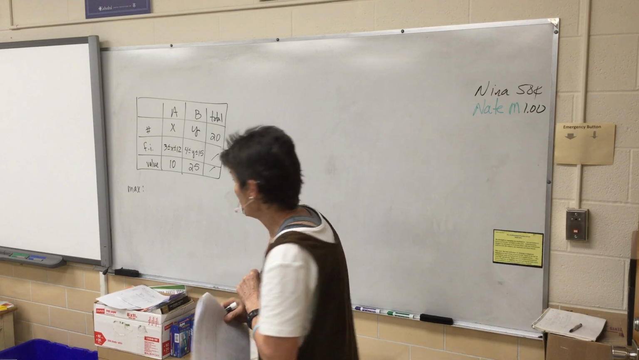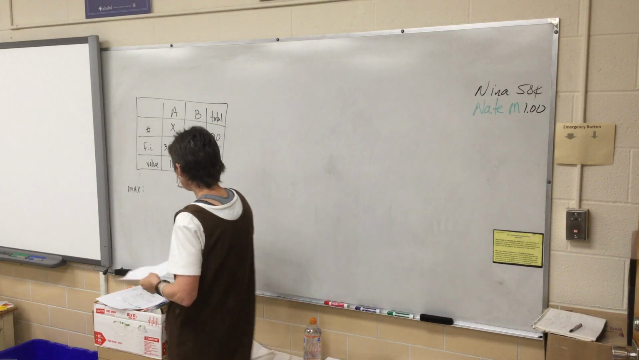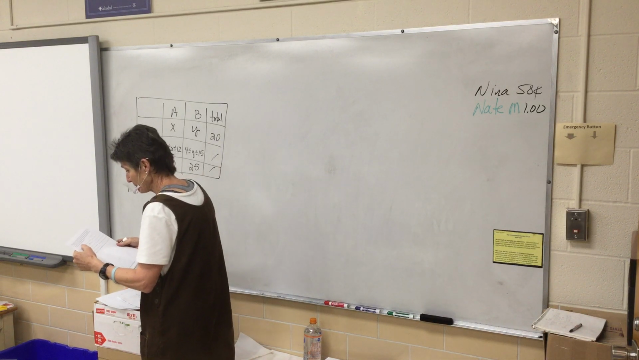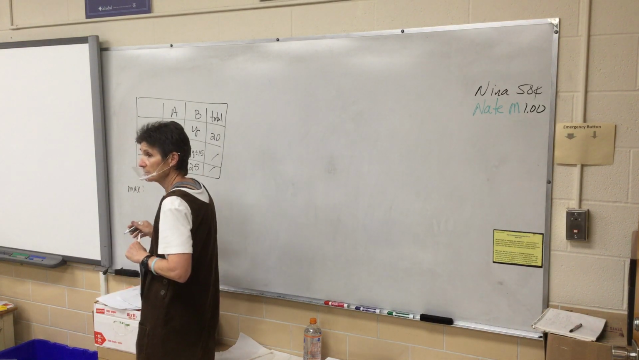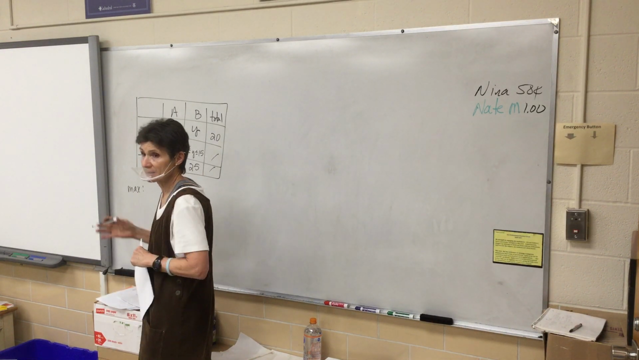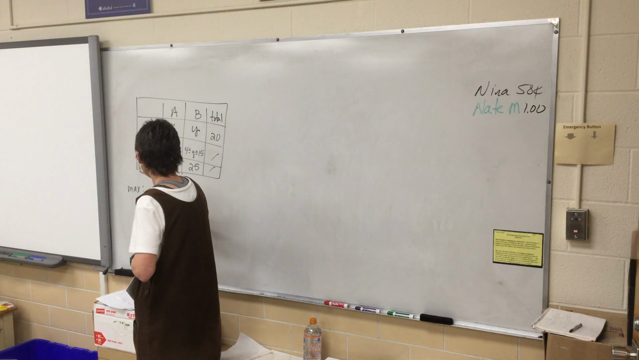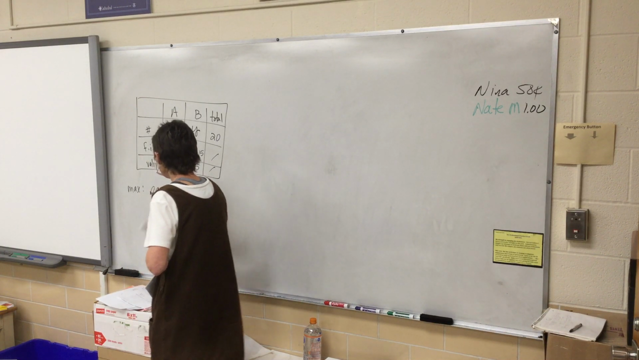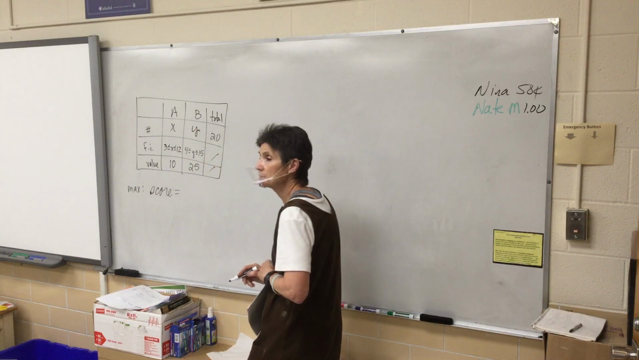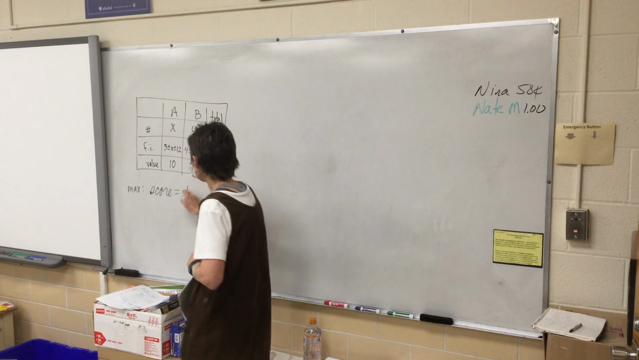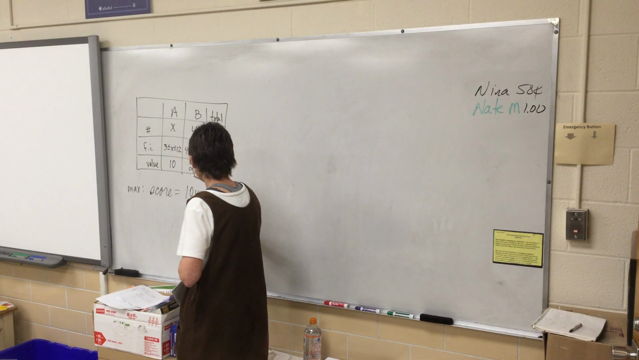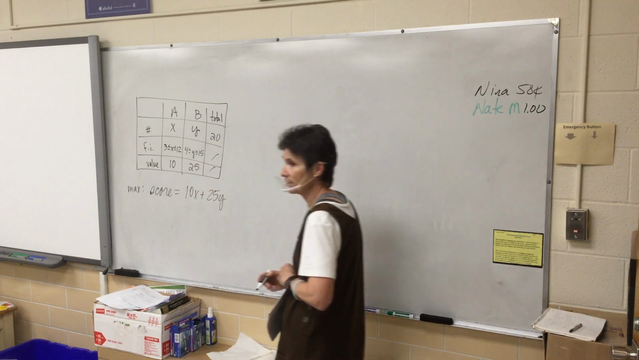Okay? Now, based on that, you have to tell me, what are we trying to maximize? What do we want to get the highest of? Score. So we're going to maximize our score. And how is our score calculated? 10x plus 25y. That's how we calculate our score.